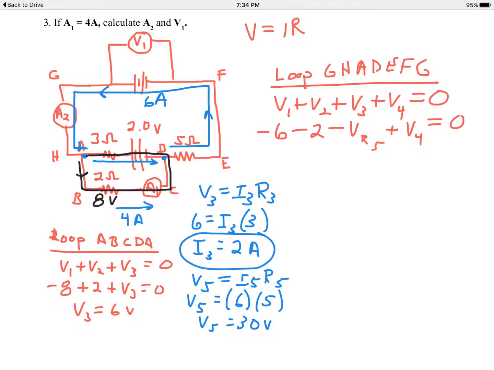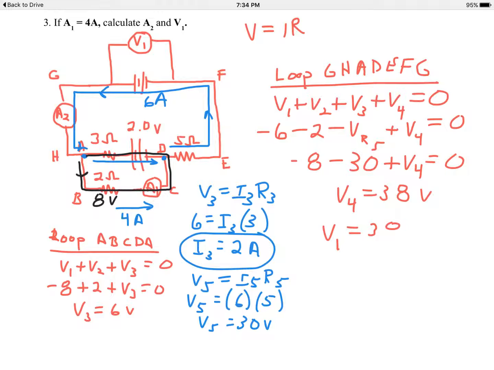I should have done that earlier, but now I can go back up to my upper loop, where I have the -6 minus the 2, which is -8. So -8, and then minus V5, which I now know is 30, plus V4 equals 0. Therefore V4, which is actually the voltage of the battery, which is really V1, but I didn't change that yet, has to be 38 volts. That's the voltage of that unknown battery, which is V sub 1 technically. I'm getting a little sloppy with the subscripts here, but that V sub 4 stood for the voltage of that battery, which is really where the meter V1 is.